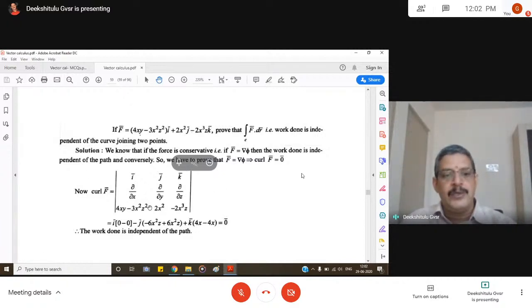So take the determinant with i, j, k, ∂/∂x, ∂/∂y, ∂/∂z of this whole thing. Clearly curl F becomes 0. So this is an irrotational field or a conservative field. Then the work done is independent of the path. The question may not be like this. I repeat the structure: if F is so and so, can the work be independent of the paths, or can the work depend only on the endpoints? The question can be asked either way. Be careful.